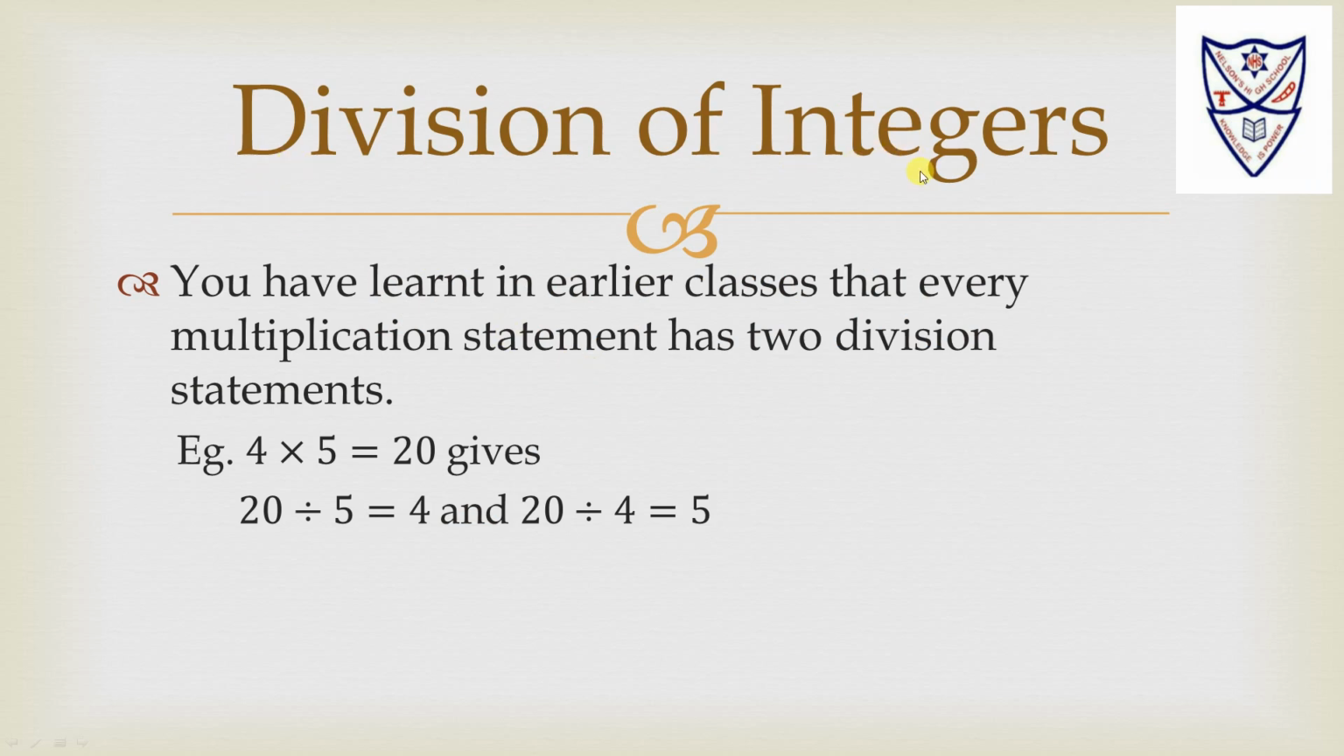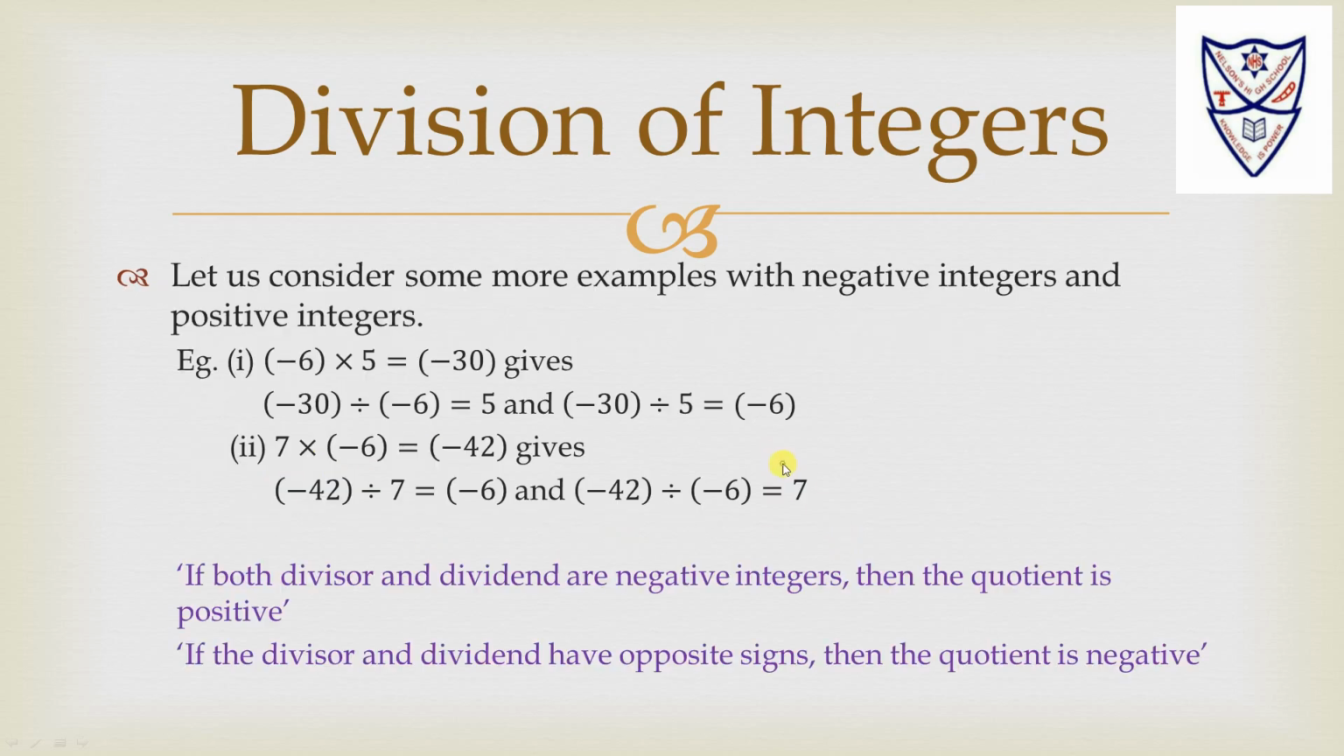Division of integers. You have already learned in earlier classes that every multiplication statement has two division statements. For example, 4 multiplied by 5 is equal to 20, which gives 20 divided by 5 is equal to 4, and 20 divided by 4 equal to 5.